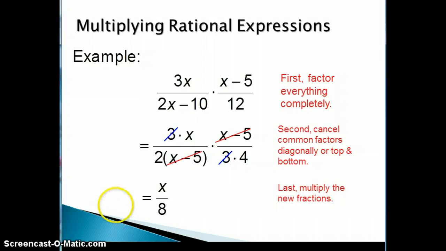Now if everything cancels on the numerator, then make sure you leave a 1 in the numerator. You can never leave the numerator empty. However, if everything in the denominator cancels, then you simply don't need a fraction bar anymore, and you just are left with the numerator as the answer.